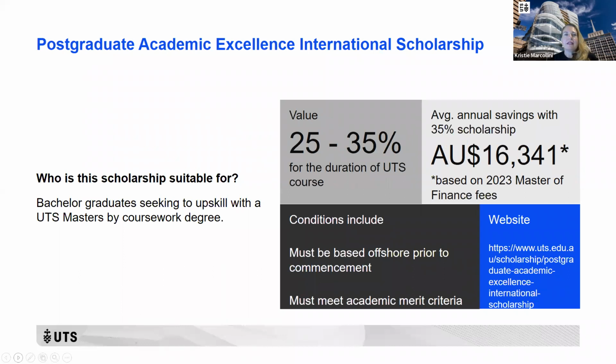The Postgraduate Academic Excellence International Scholarship ranges from 25%, so some students, depending on their academic merit, would receive a 25% scholarship, while others who have a higher level of academic merit will receive the 35% scholarship. Again, you must be offshore to be considered for this scholarship, and eligibility will be based on your bachelor's, or if you've completed higher tertiary studies, say a master's degree, then you'd be considered based on completion of that master's. If you were to receive the 35% scholarship, it could be valued up to 16,341 Australian dollars annually if you're looking at the Master of Finance fees for 2023.